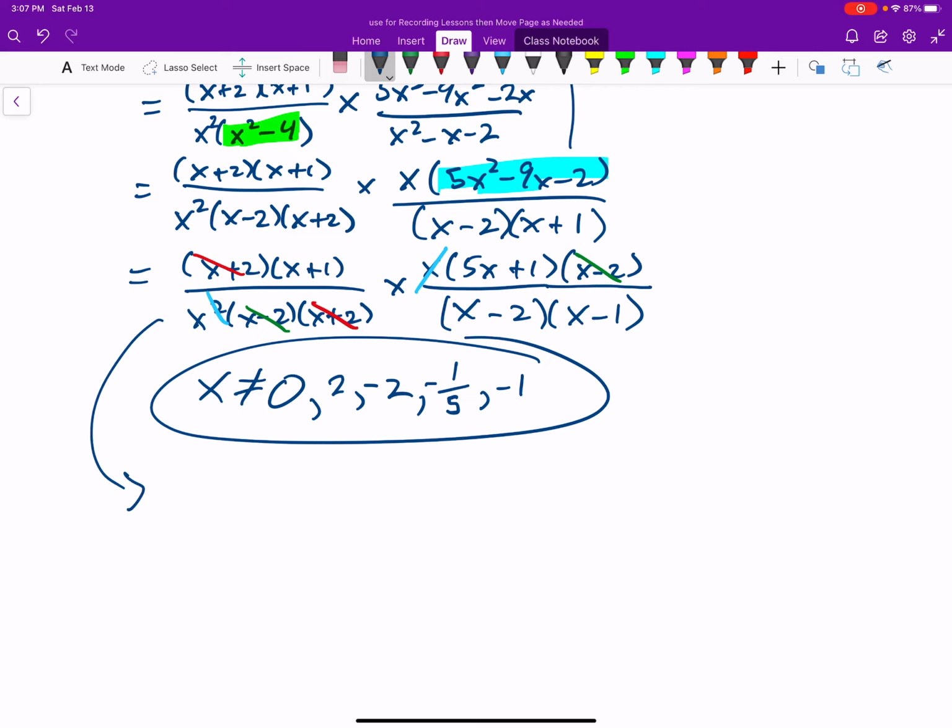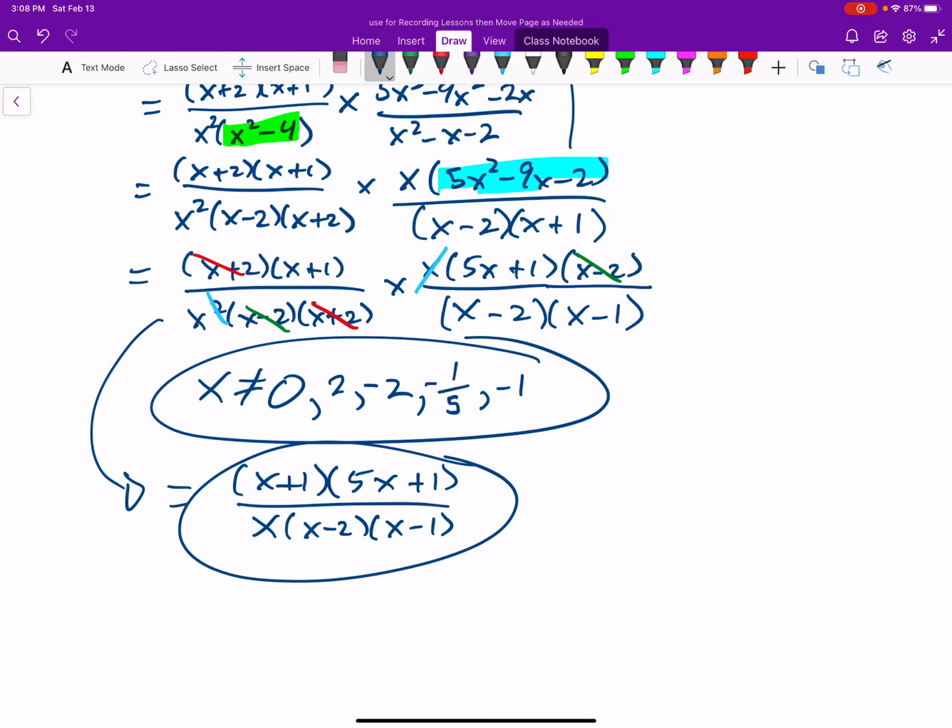So just going down here, I've got x plus 1 left. And I've got 5x plus 1 on the top of the second fraction. And I've got x from the first fraction. I still have that x there. And I've got x minus 2, and I've got x minus 1. So those are all the ones that were left after the canceling was done. So sometimes we can't reduce it completely. We just reduce it as far as we can go. But that's it for that one.